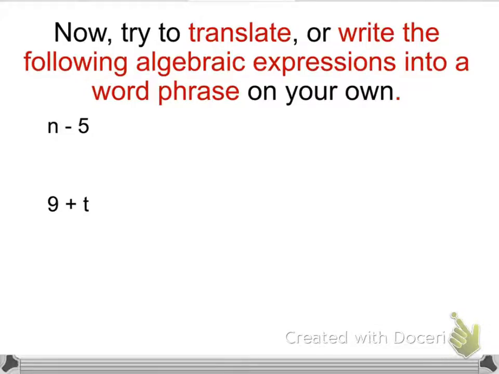So now I want you to try these on your own and put them into a word phrase. Let's look at this first one. You should have paused the video, and now you've tried this on your own. Okay, now we're going to do it together. So this right here is n minus 5.